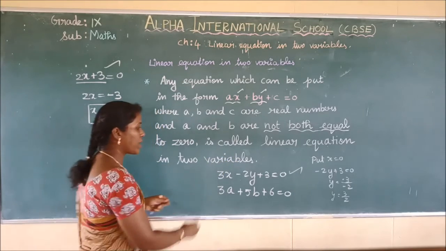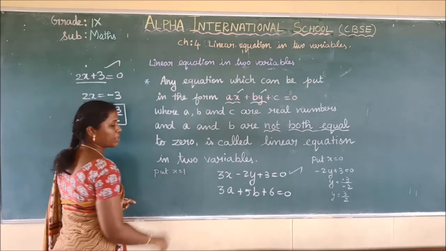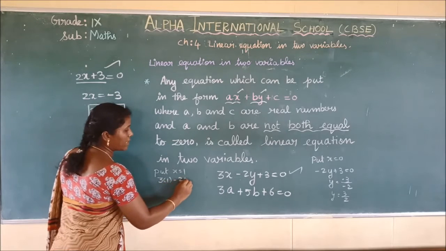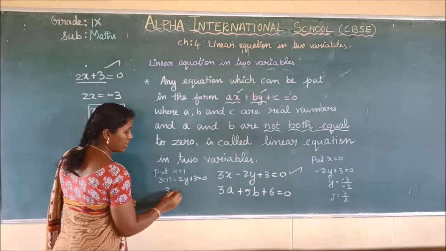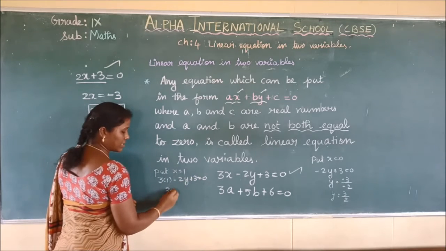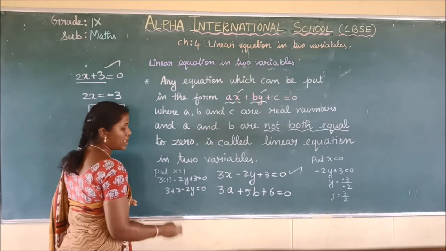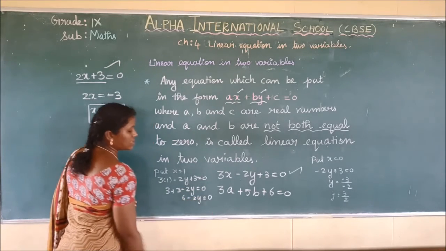If x is equal to 1, put the same for this equation. If I put x is equal to 1, 3 into 1 minus 2y plus 3 is equal to 0. So 3 plus 3 becomes 6. Write the next step: 3 plus 3 minus 2y is equal to 0. That is 6 minus 2y is equal to 0.